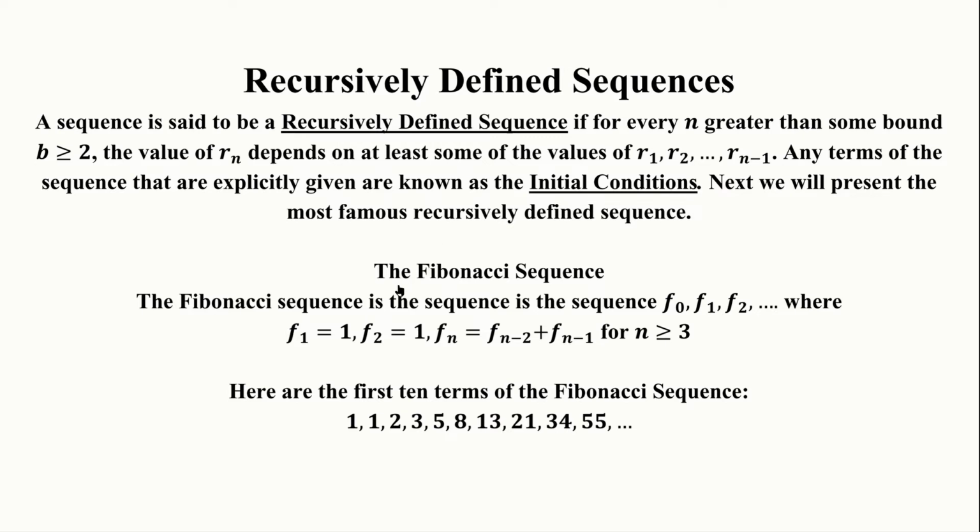Now we're going to look at the most famous recursively defined sequence of all, called the Fibonacci sequence. For the Fibonacci sequence, the initial conditions are the first two terms. Remember, the ones that are explicitly given. So f1 equals 1 and f2 equals 1. So in other words, the first two terms of this sequence are 1s.